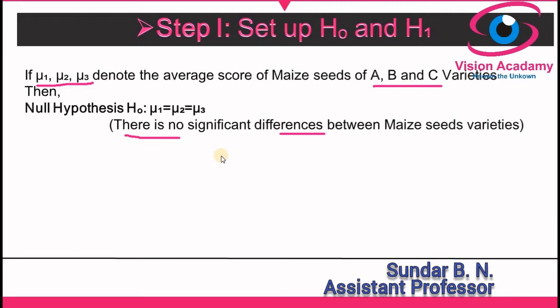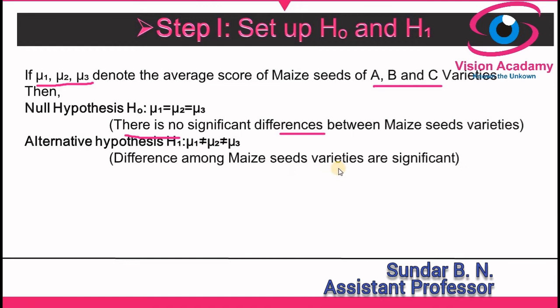Since my null hypothesis is there is no significant difference among the three varieties, my alternative hypothesis should be mu1 not equal to mu2 not equal to mu3, which means there is a significant difference among the three varieties. So variety differences exist and the variety differences are significant. This is my alternative hypothesis.